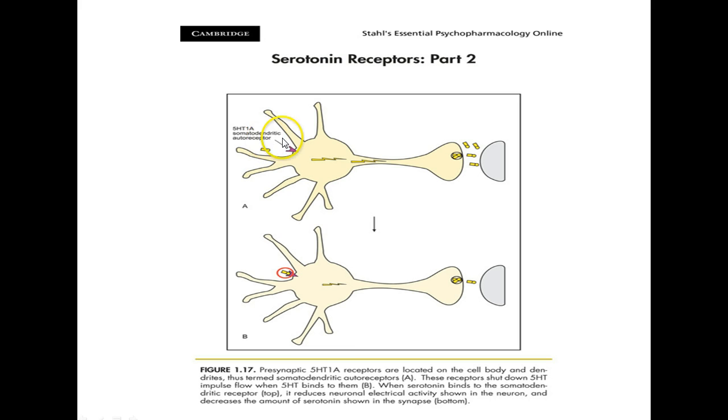Again, there is another receptor, 5-HT1A receptors, located in the neuron, which is in the axon body, which also has a significant say on how much neurotransmitter is being released. For example, 5-HT1A is a somatodendritic autoreceptor.